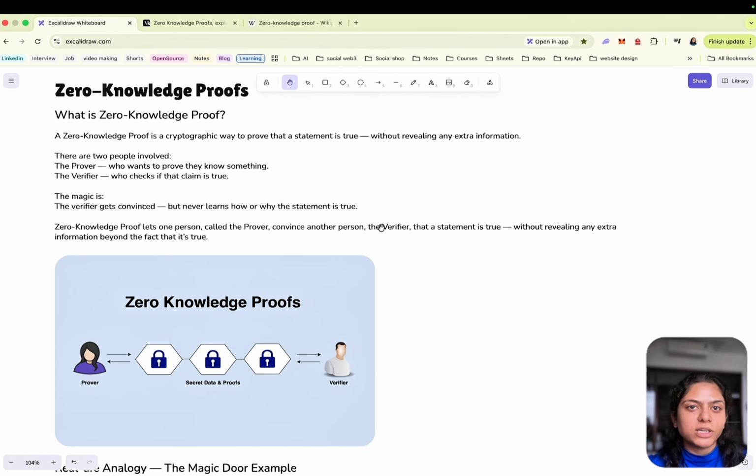I hope now you understand what a ZK proof is and how it works. In my next video, I will show you a live demo of how you actually generate and verify a ZK proof using Circom and snarkjs.